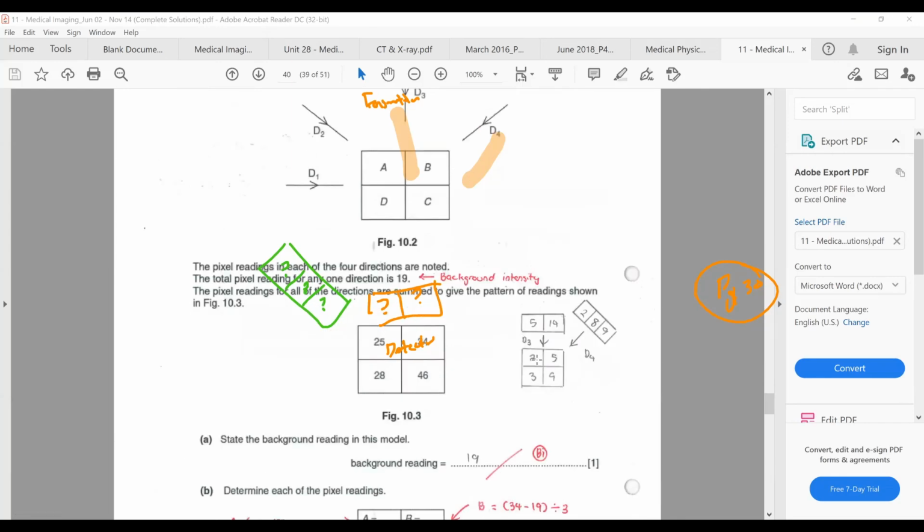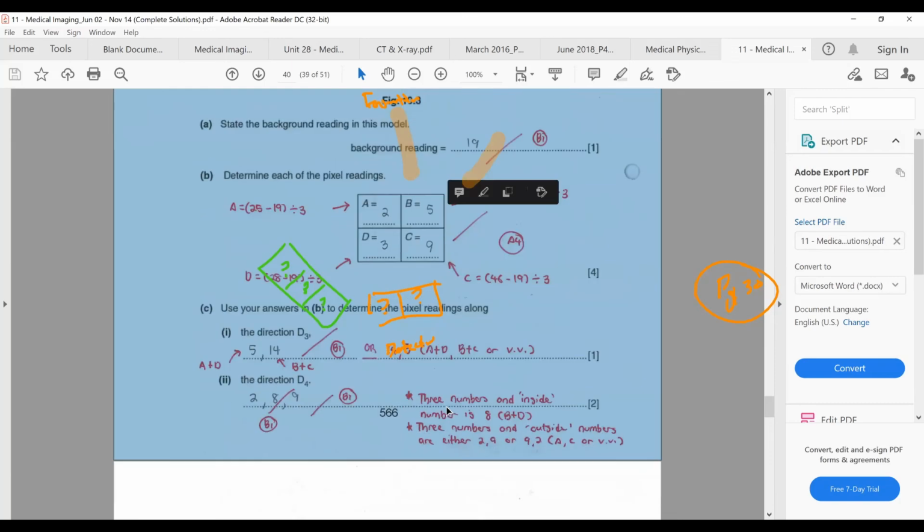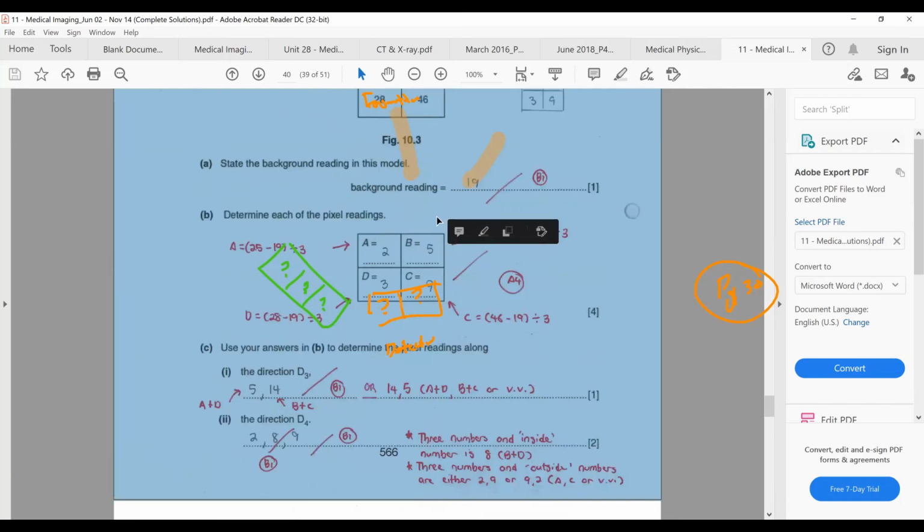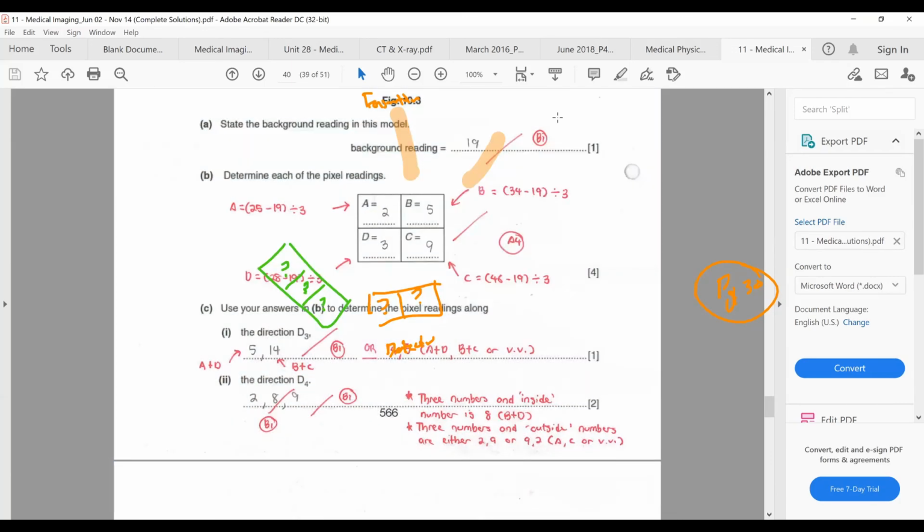So just now we've actually gone through a bit on the process, right? If I wanted to scan along direction D3, which is this one, whatever I have here is the sum of this one. It will be 14. Whatever I have here will be the sum of this one, which is 5. So the detector reading in direction D3 will be 5, 14.